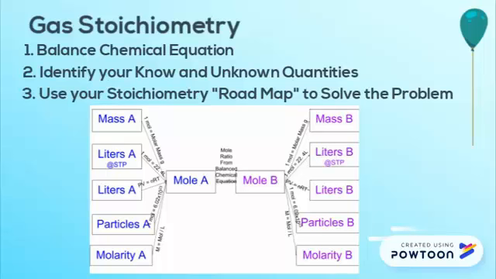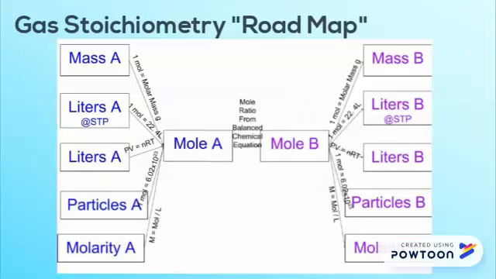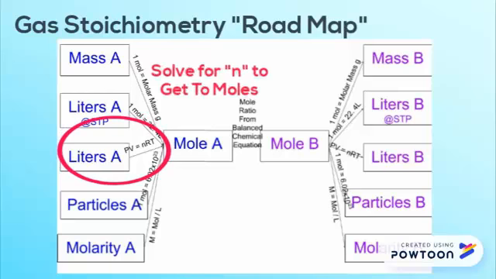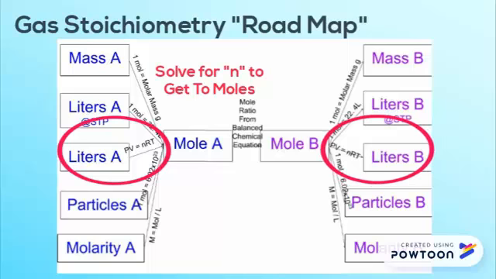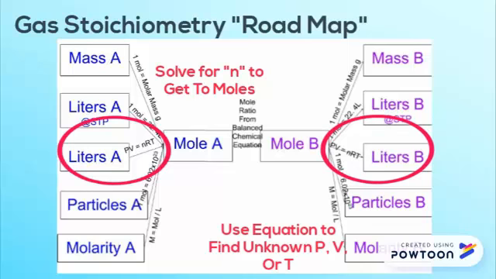with. To our stoichiometry roadmap, we're going to be adding liters of A not at STP. So use the equation to solve for N to get to moles of A. Then use your mole ratio to go back and forth between moles of A and moles of B. And then finally use your ideal gas law equation again to solve for the unknown pressure, volume, or temperature.